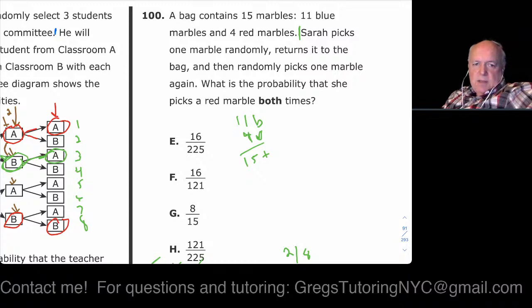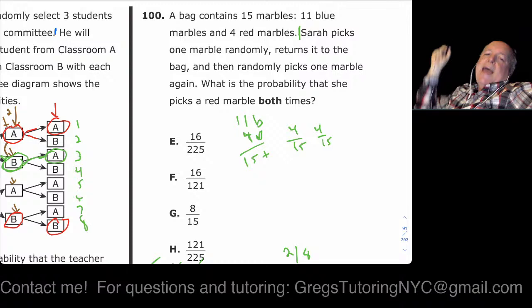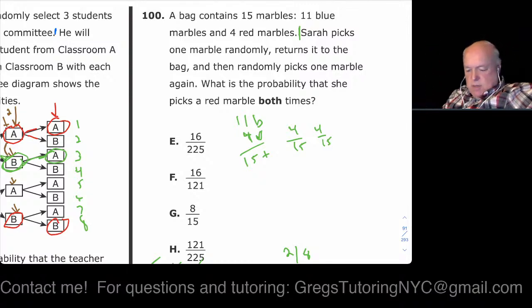So the first time, there's 4 red out of 15 marbles. Okay, she takes it, she puts it back. So the second time, there's still 4 red out of 15. So what's the probability that she picks a red and that she picks a red? So both times it's and, so we're going to use multiplication. So everybody can do 4 times 4 is 16, but you guys are supposed to know that 15 times 15 is 225. So you're not wasting time on the exam doing 15 times 15 kind of computations.